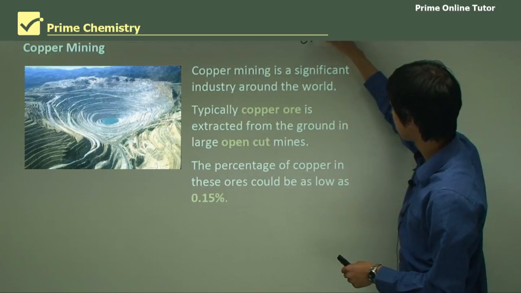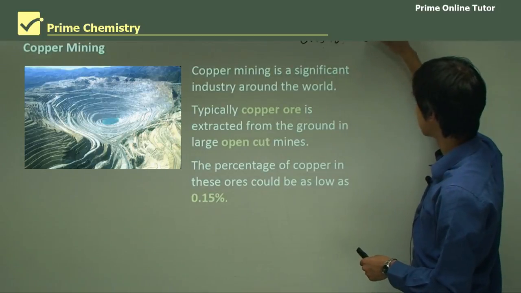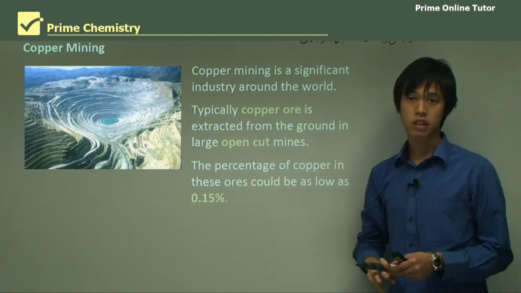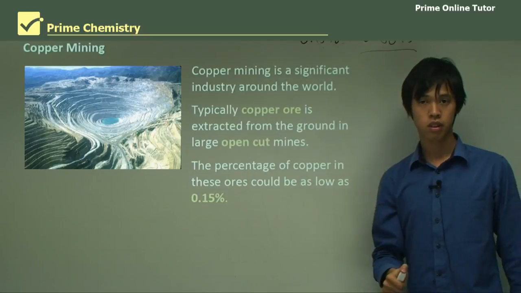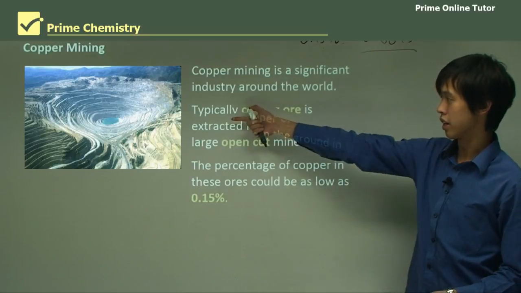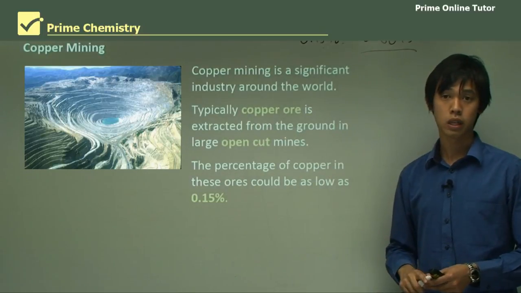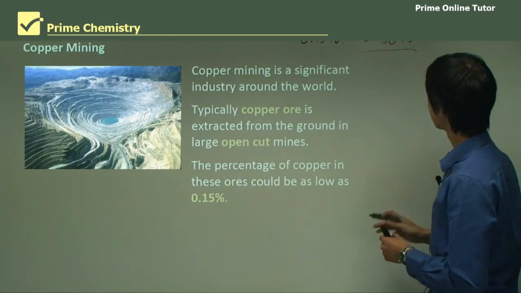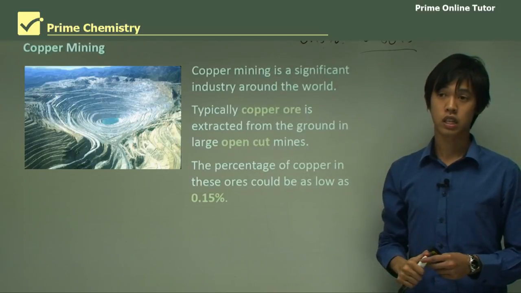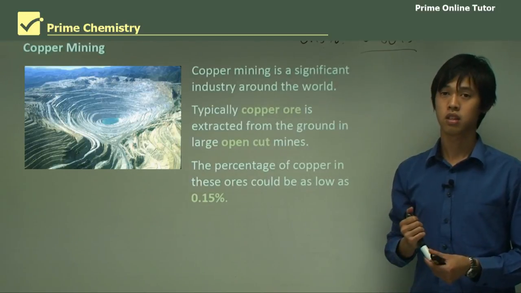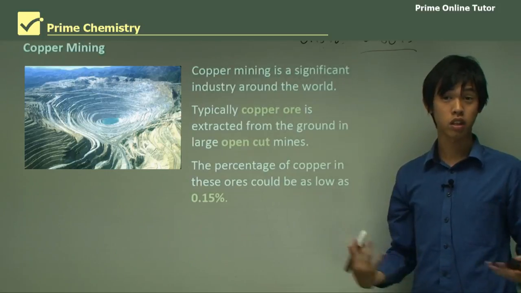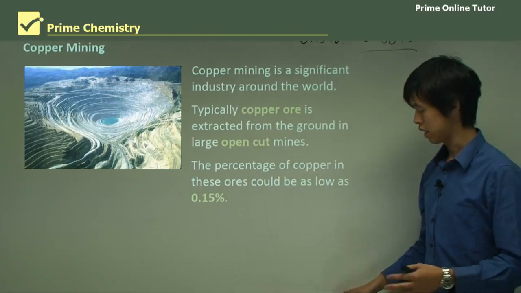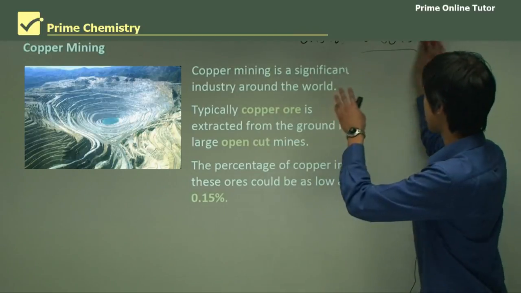So it's 0.15%, which is 0.0015 as a fraction. This is how much copper you have. So in 1 ton of the rock that we dig out here, we can get 1.5 kilograms of copper. We dig out 1 ton of rock and all we get out is 1.5 kilograms. So this is a tiny percentage.